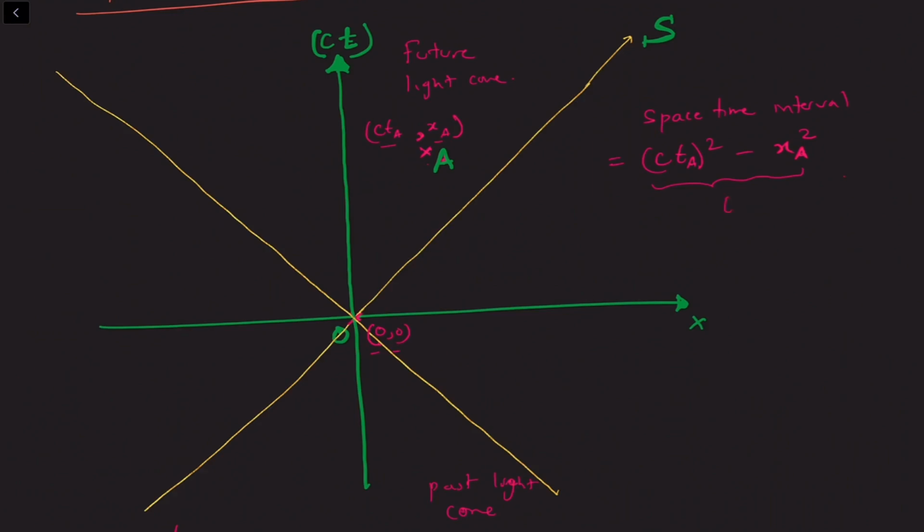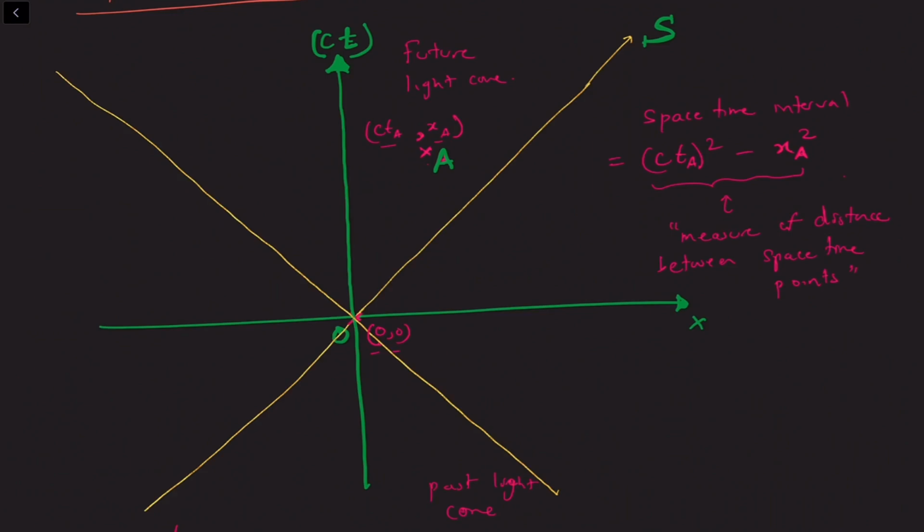So the space-time interval is really some kind of measure of distance between space-time points. Now, this measure of distance is different from the measure of distance that we use in Euclidean geometry in a couple of different ways. One is that this distance measure is not positive. Okay, so this distance measure can be positive, it can be negative, it can be 0.